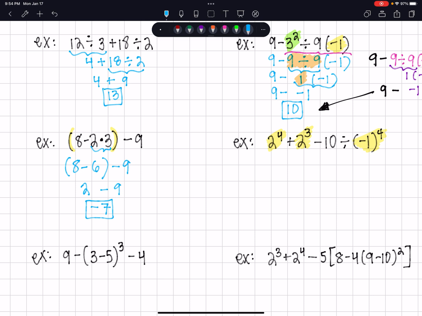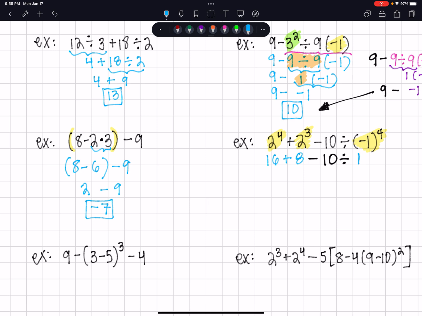2 to the 4th is one of those math facts that hopefully you'll end up memorizing. 2 times 2 times 2 times 2 is 16, plus 2 times 2 times 2 is 8, and then minus 10. I'm not doing anything with the minus 10, nor am I doing anything with the divided by. But I am going to take that -1 to the 4th power, and -1 to the 4th power is +1.